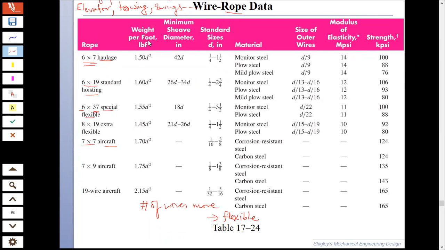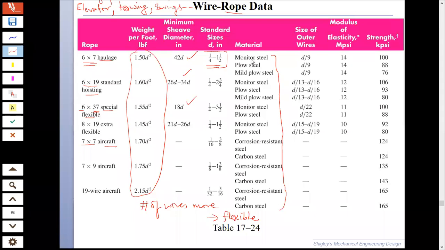तो यह टेबल gives you the weight per foot. ठीक है जी, यह weight per foot of this rope देता है. Similarly, the minimum sheave diameter that you would use, the drum diameter that you would use in this column, the standard sizes that are available, it gives you the range in which these are available. Similarly, the material for this type of ropes, these are steels. So monitor steel, plow steel, mild plow steel, and so on. These are just the standard steels.